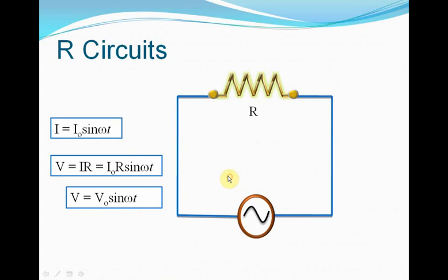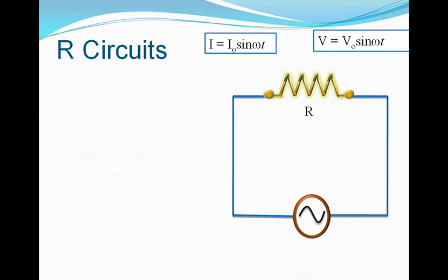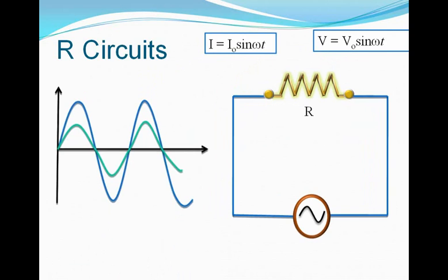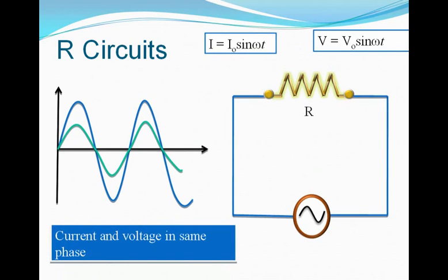So in case of R circuits, for instance, you can see that I is I naught sin omega t and V is V naught sin omega t, isn't it? So as you can see, there's no phase difference between I and V. The voltage does not lag behind the current, or it does not lead the current in phase, isn't it? As you can see, both the voltage and the current, they start at the same time and they end at the same time, isn't it?